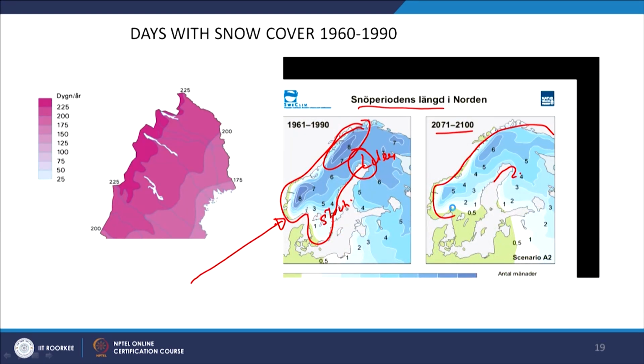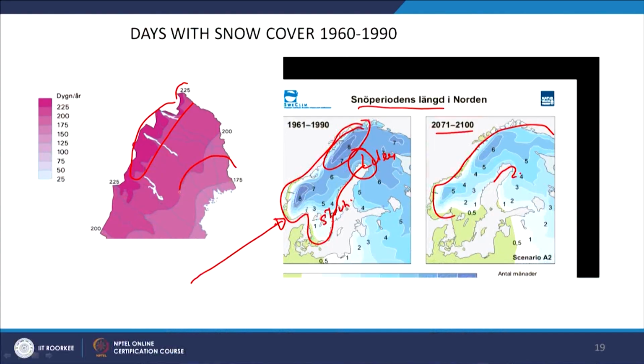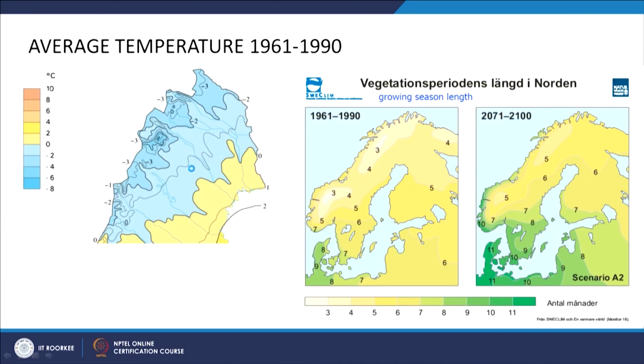And in the previous slides, you can see how many days of snow you get per year. Most of the snow areas have almost 225 days, whereas in the Luleå part you have about 175 days of snow per year. And similarly, we have the temperature as well.